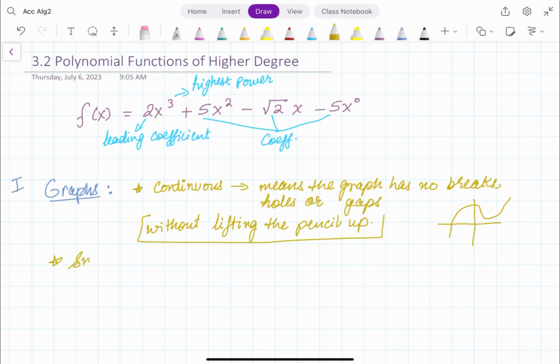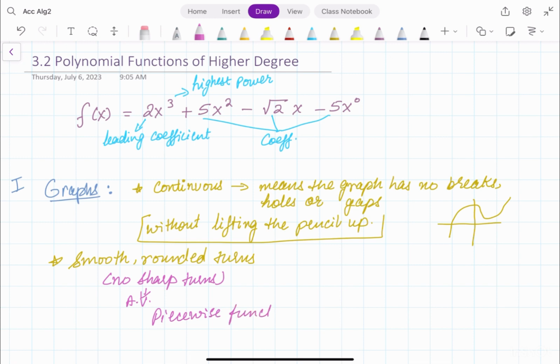Now, a few other things. The graph should have smooth, rounded turns. Now, what does that mean? It means that we are avoiding those graphs which have sharp turns or maybe cusps, because we are not looking for graphs which have sharp points. For example, the absolute value graph is a V-shaped graph. The vertex is sharp. It is not a polynomial function.